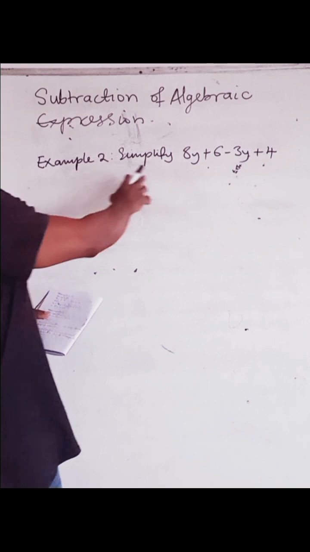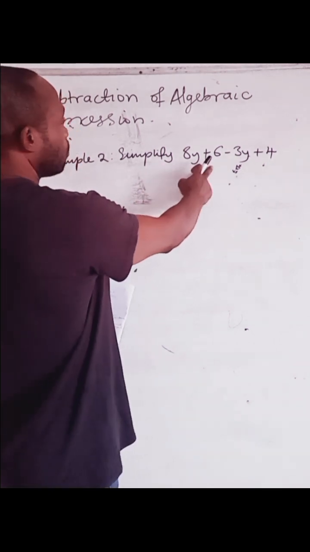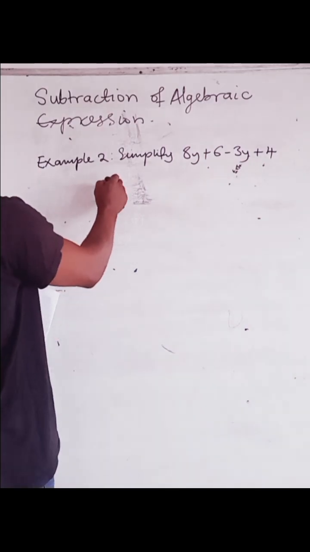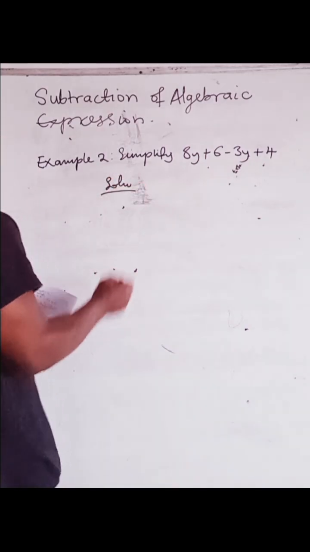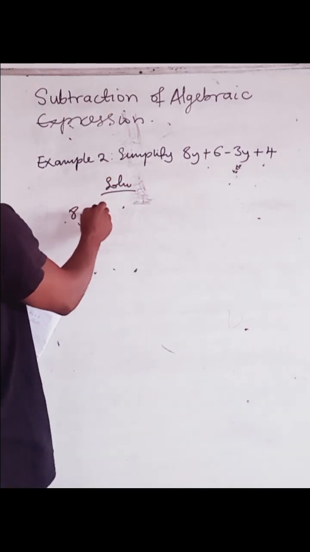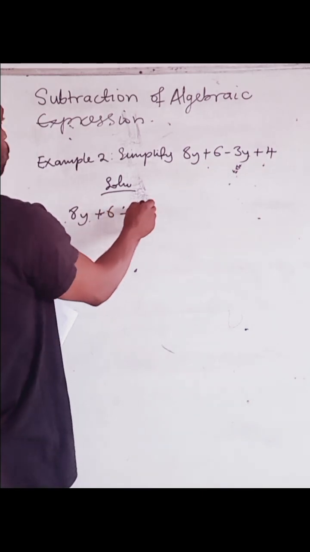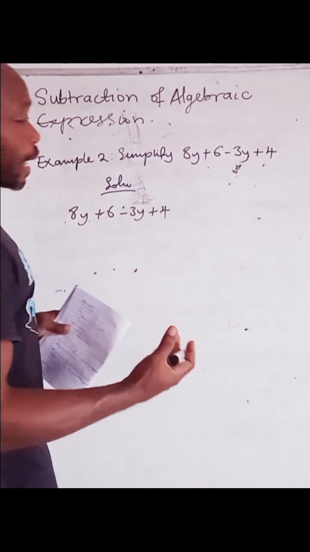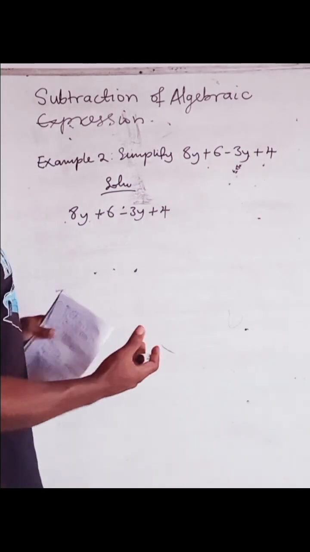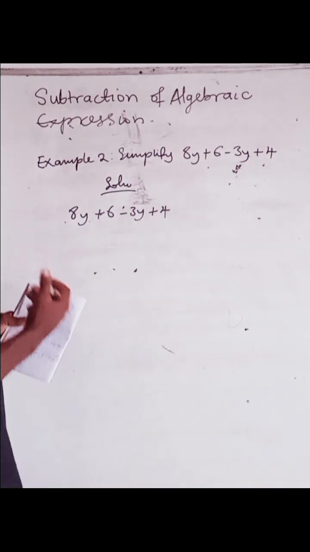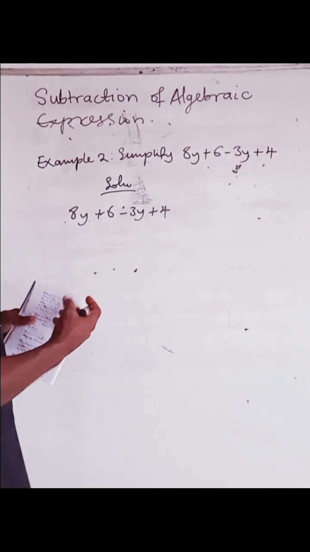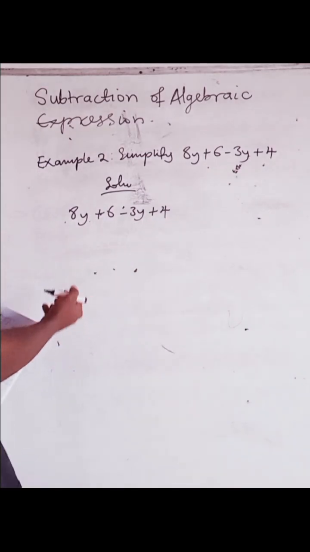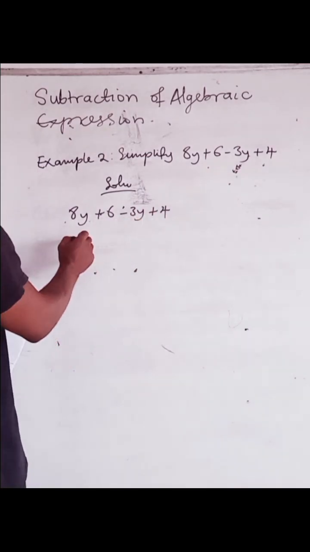Example 2. Simplify 8y plus 6 minus 3y plus 4. Solution. 8y plus 6 minus 3y plus 4. Again, what do we do? We collect like terms. How do we collect like terms? We move terms that have the same variable, or terms that are alike, to one side of the expression. So this expression can be written as 8y.